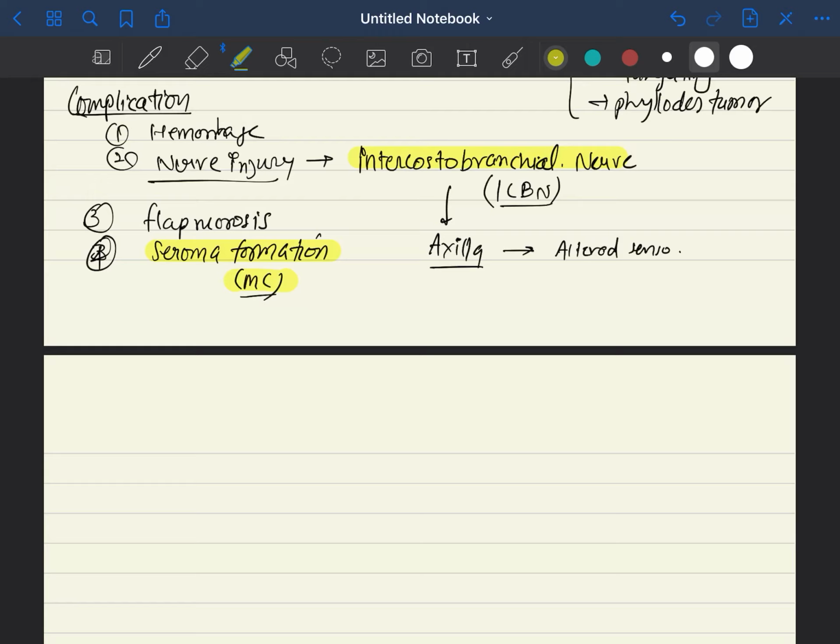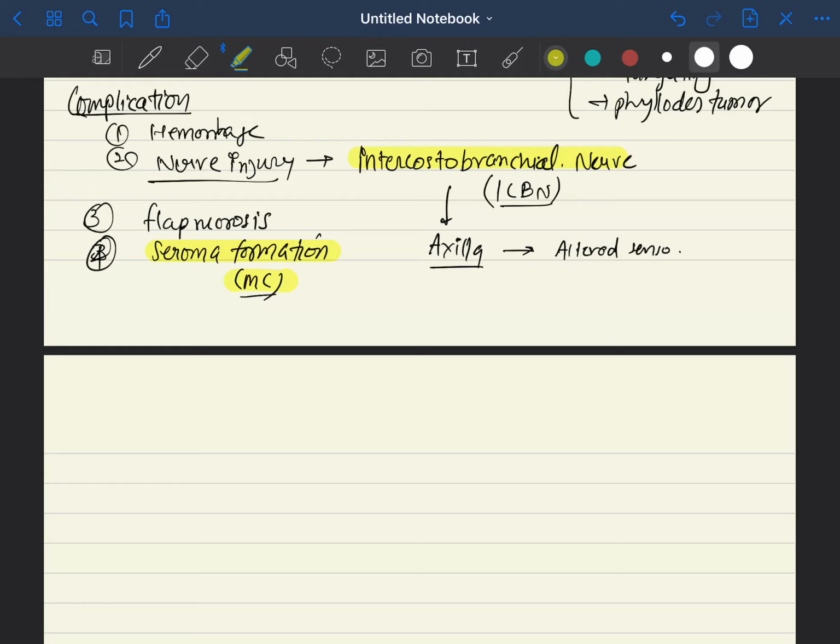All right, what is seroma formation? Seroma formation is accumulation of fluid beneath the flap. So if there is seroma formation, we have to drain. If drains are removed and still there is seroma formation, we can do the aspiration under aseptic condition. All right, or then we can do the pressure dressing.